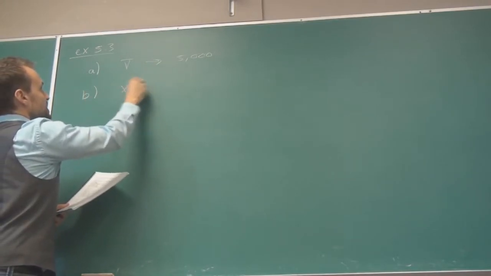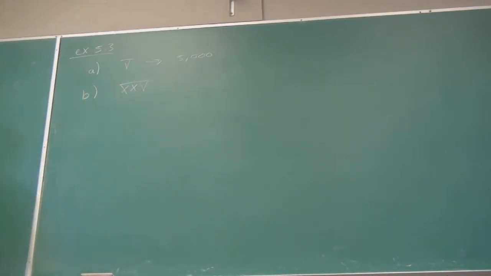X, X, V, all the line over it will be? 45. How do you get 4? Did you say 40 or 20? 25. I heard 40, I'm sorry.